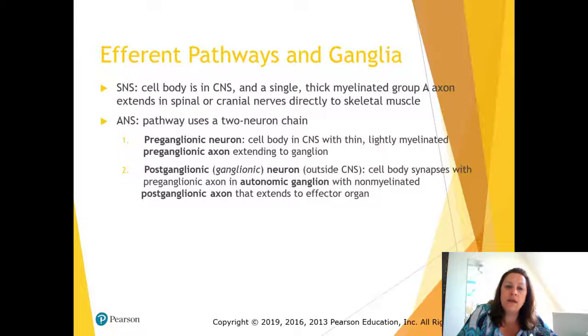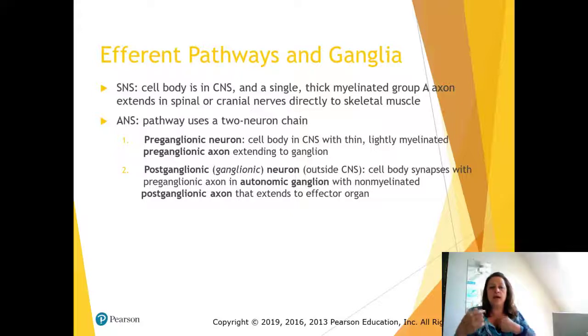So the SNS, meaning somatic nervous system, the cell body is in the central nervous system, and one myelinated axon extends directly to the muscle. So directly from my spinal cord, right, directly to my bicep. One path, one thick myelinated axon, really fast. The autonomic nervous system uses a 2-neuron chain, and we're going to see a picture in a minute. The preganglionic neuron has the cell body within the CNS. It goes to a ganglia, and then we go from the ganglia to the effector.